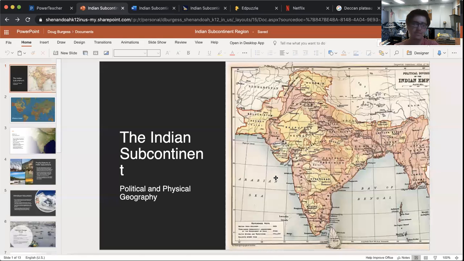So yeah, that's just a very general overview of the Indian subcontinent, and we will go into the ancient Indus River Valley civilization on Monday, probably.